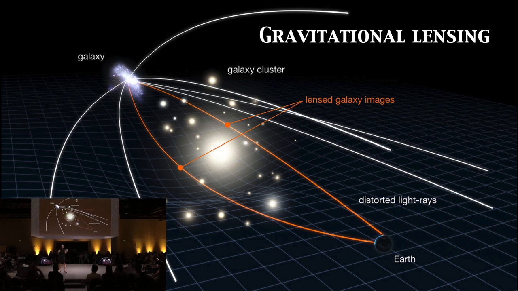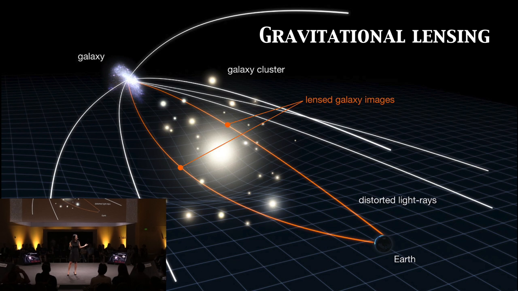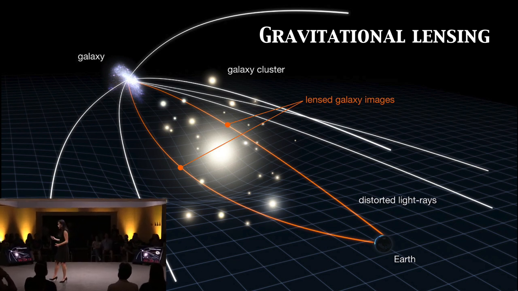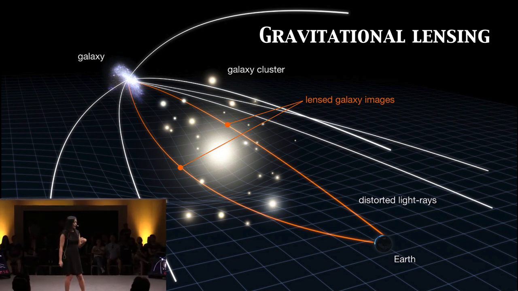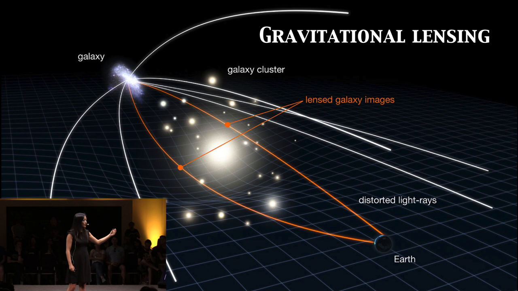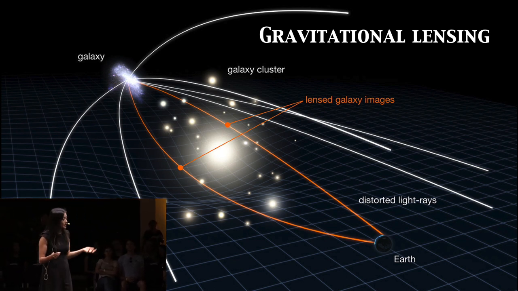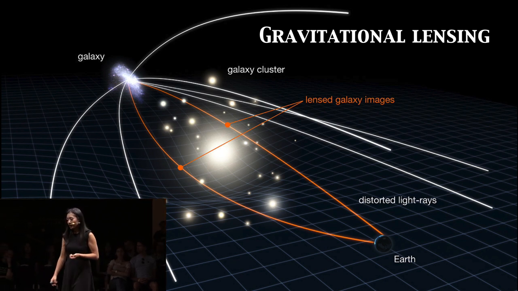But how can we measure the mass of galaxy clusters if we can't see dark matter, right? Well, the answer to that is gravitational lensing. So in gravitational lensing, if you have a faraway galaxy, the light from this galaxy will be perturbed as it enters the vicinity of a massive object like a galaxy cluster.